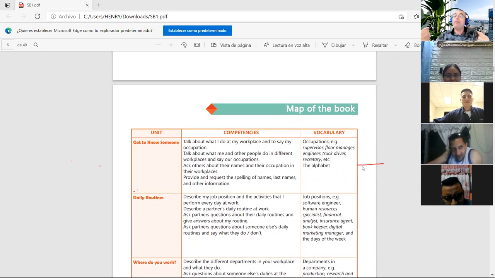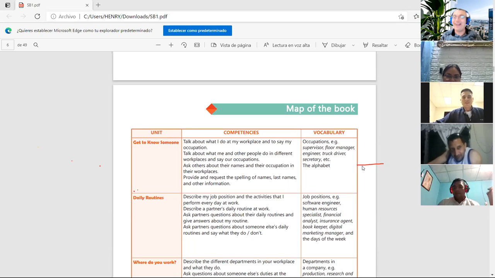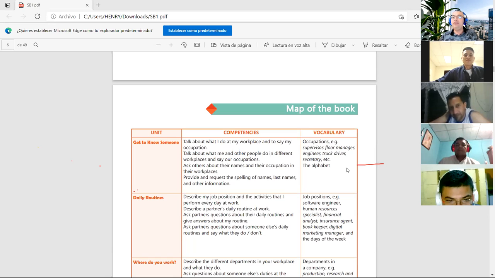¿Y si es manejador de bus? Bus driver. Excellent. Bus driver, right? It's a motorcycle driver, right? O si es de Hugo, right? You can say Hugo driver. Motorcycle. Right? Or delivery, right? Delivery, right? All right, very good.